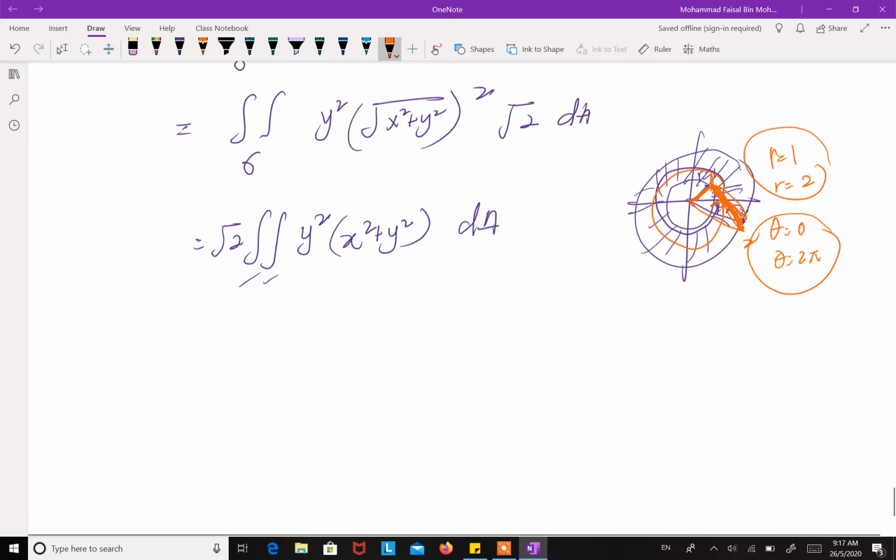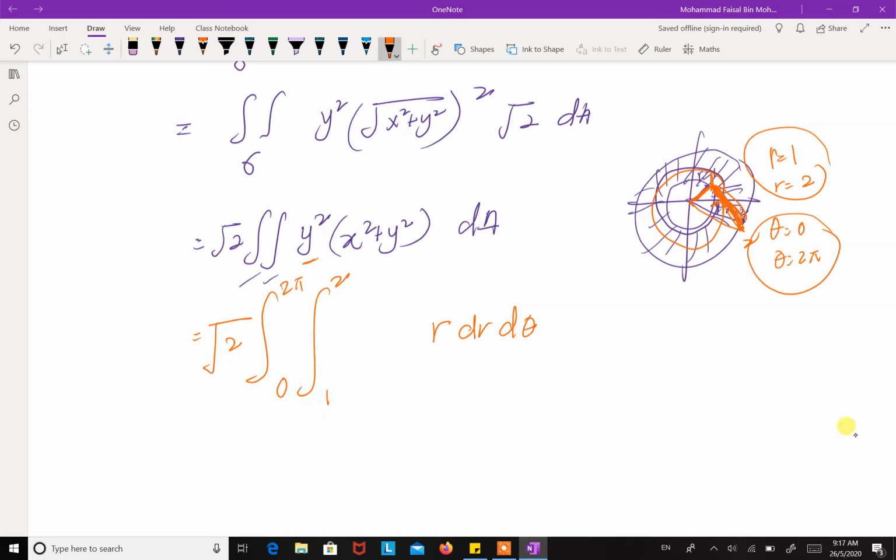So now you can integrate. This is square root 2. So this is r dr d theta. Remember, for your syllabus, don't change the dr d theta. So just choose it this way. Don't use r d theta dr. So this integral will be from 0 to 2 pi, and then your r will be 1 to 2.